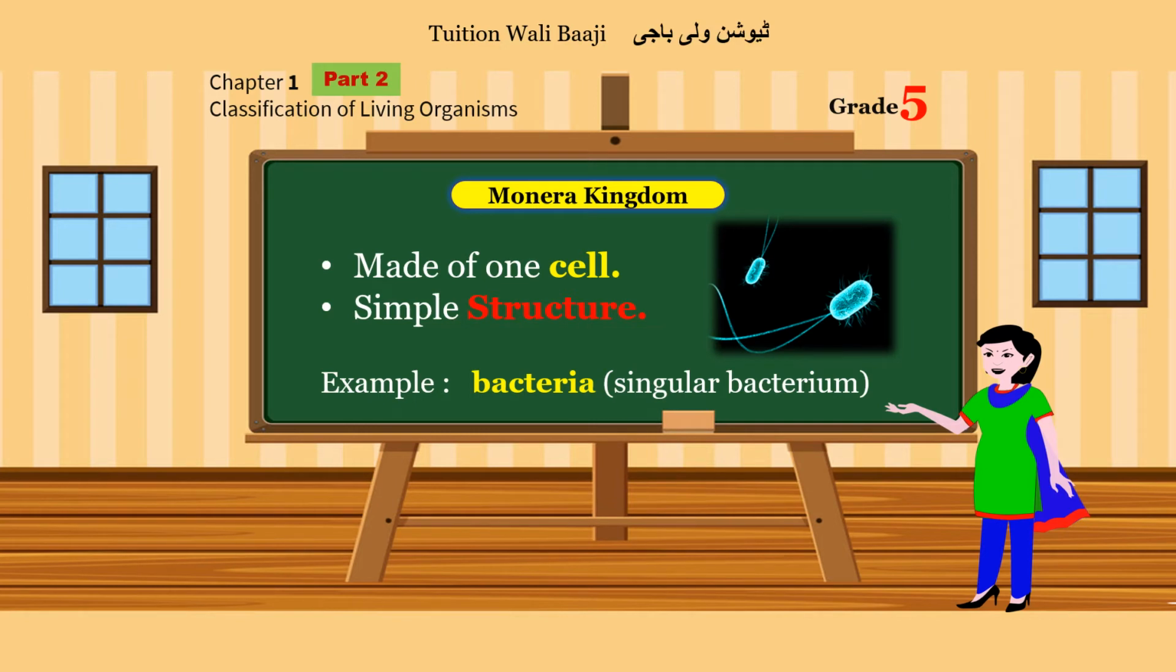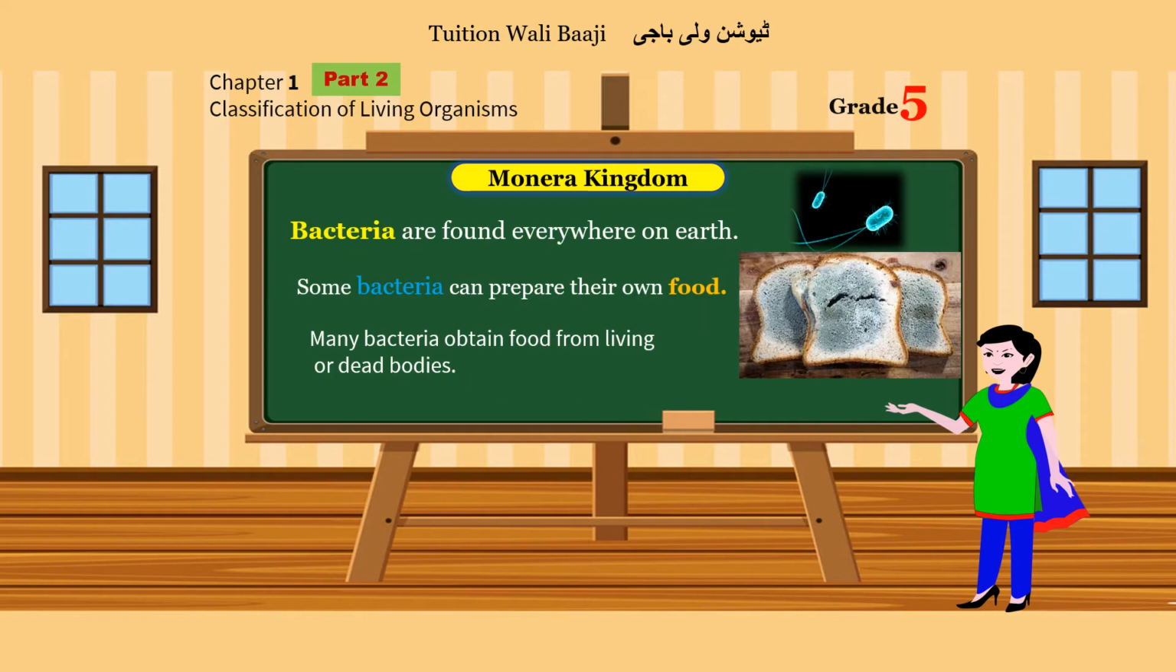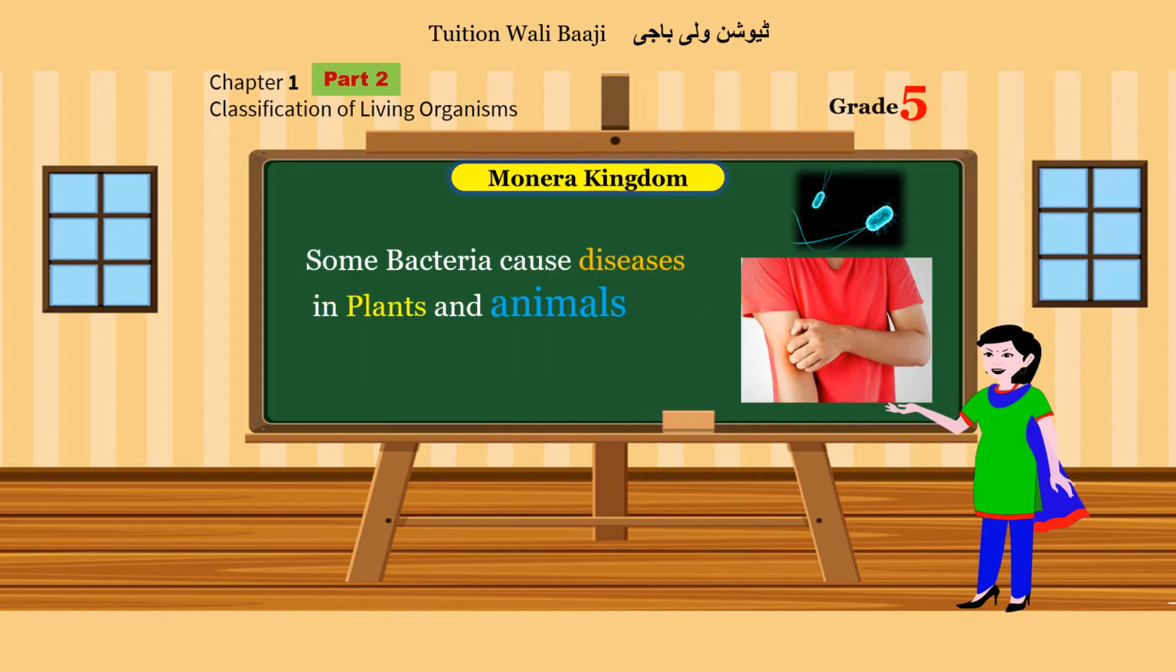Monera Kingdom. These organisms are made of one cell. Their structure is also very simple. These include bacteria, singular bacterium. Bacteria are found everywhere on Earth. Some bacteria can prepare their own food. Many bacteria obtain food from living or dead bodies. Some bacteria cause diseases in plants and animals.